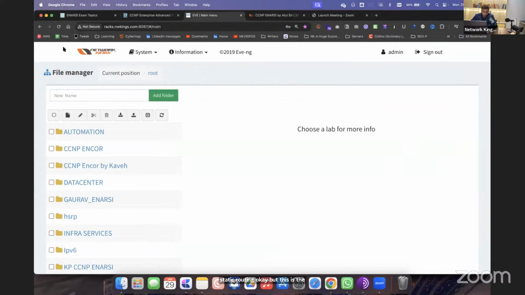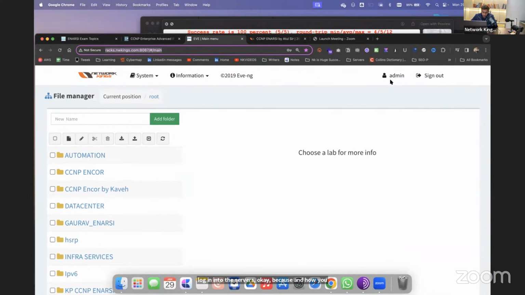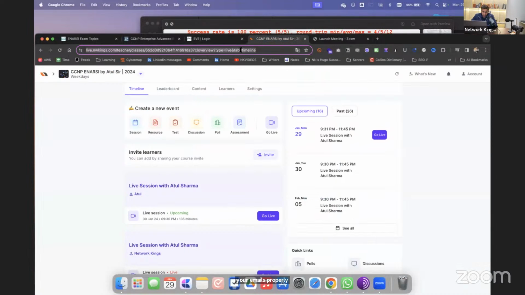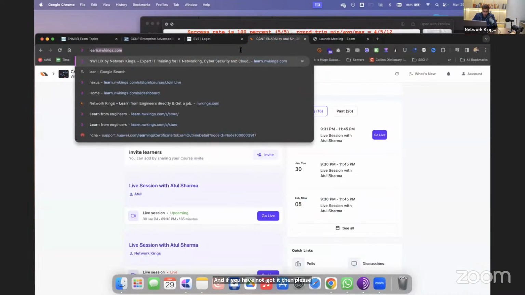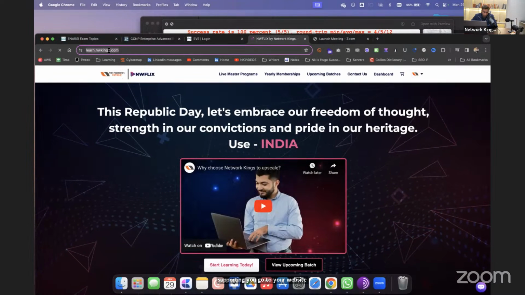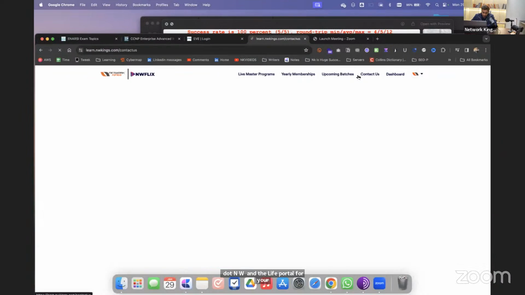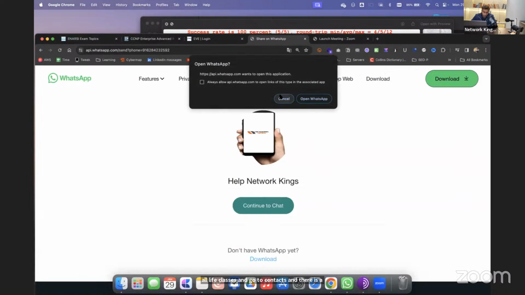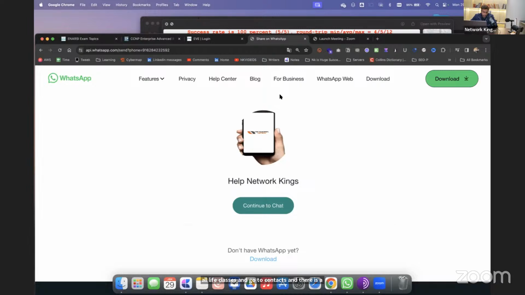When you log in to the servers, you will get the username and password from Networkings. Please check your emails properly, and if you have not got it, then please contact the support team. Go to your website, learn.nwkings. This is where you will watch all your videos and the live portal for your live classes. Go to contact us, where there is a support team. Just click there and contact the support team if you get into any lab issue.